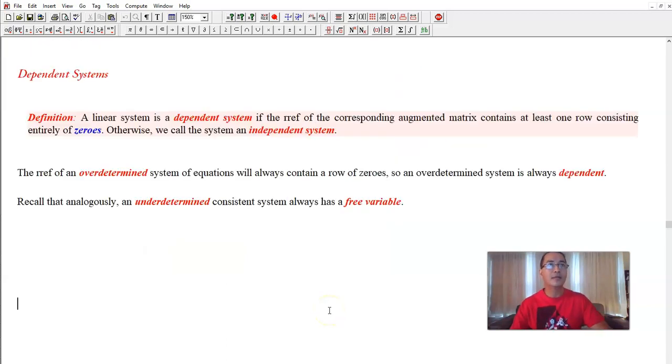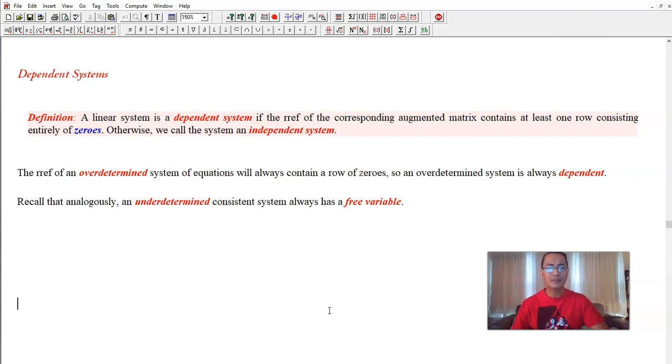Okay, so let's formally define this. A linear system is a dependent system if the REF of the corresponding augmented matrix contains at least one row consisting entirely of zeros. Otherwise, we call the system an independent system.